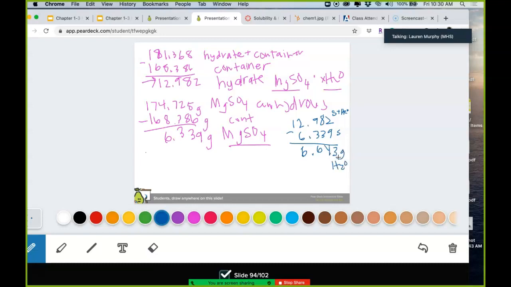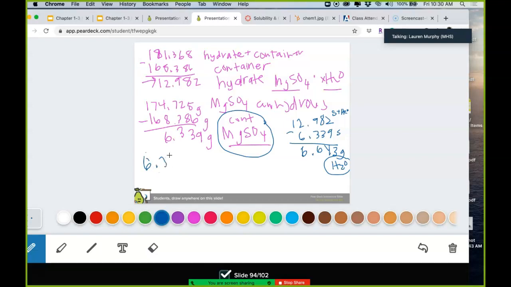And you go, well, what do I do with this? Well, we're trying to find a formula. So in order to find formulas, what we've been doing is taking every single element, we turn it into grams, or we turn the percent into grams, and then we turn the grams into moles, and we divide by the least number of moles. For hydrate problems, we're not going to break these apart into elements. We're going to leave the magnesium sulfate intact and the water intact. So we're going to go from grams of magnesium sulfate to moles of magnesium sulfate.